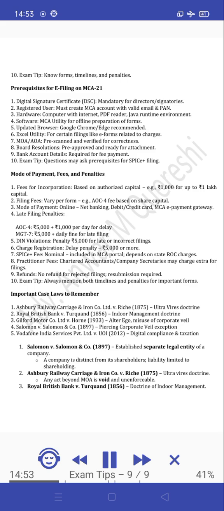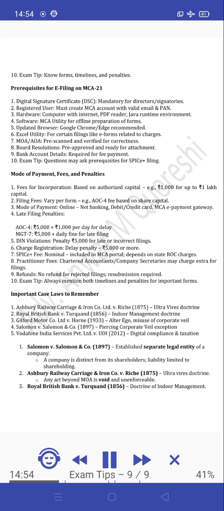7. SPICE Plus fee: nominal, included in the MCA portal; depends on state ROC charges. 8. Practitioner fees: chartered accountants and company secretaries may charge extra for filings. 9. Refunds: no refund for rejected filings; resubmission required. 10. Exam tip: always mention both timelines and penalties for important forms.